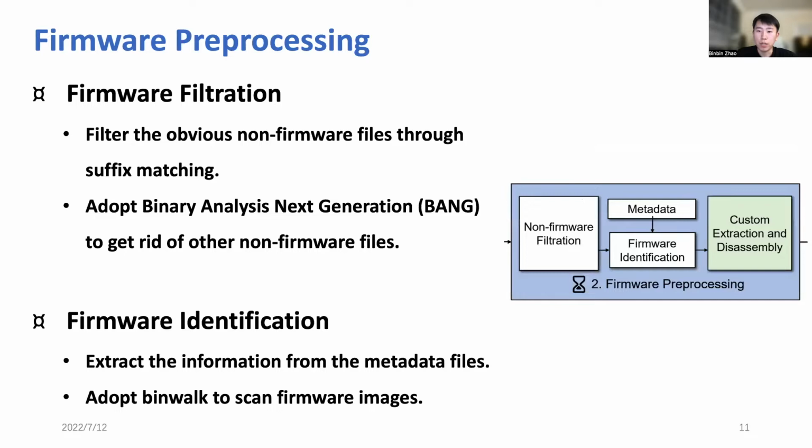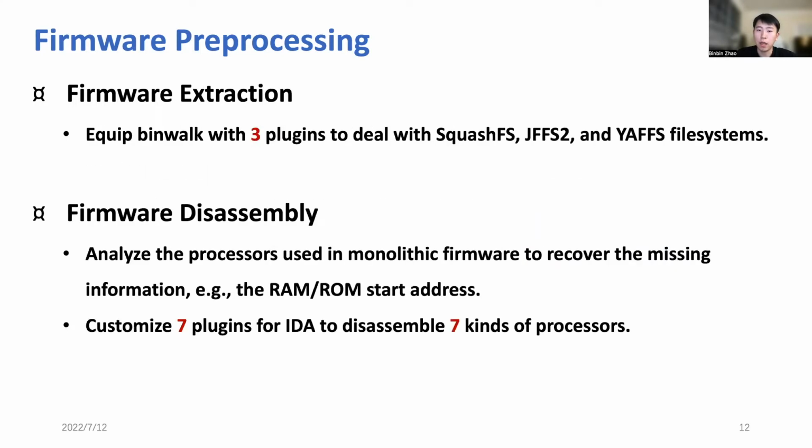For firmware preprocessing, we first filter the obvious non-firmware files. Next, we adopt a tool to get rid of other non-firmware files. Then we identify the necessary information of firmware, for example, operating systems. We first extract the information from the metadata files of firmware. Next, we adopt Binwalk to scan all firmware to obtain the operating systems, architectures, and file systems. Next, we extract the objects in firmware. We mainly use Binwalk to extract the firmware and equip it with three plugins.